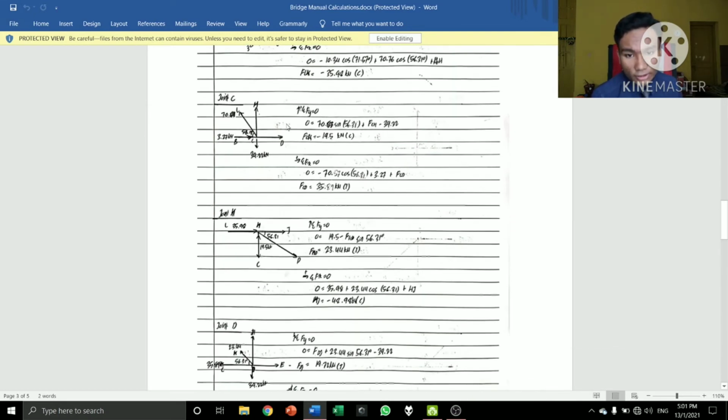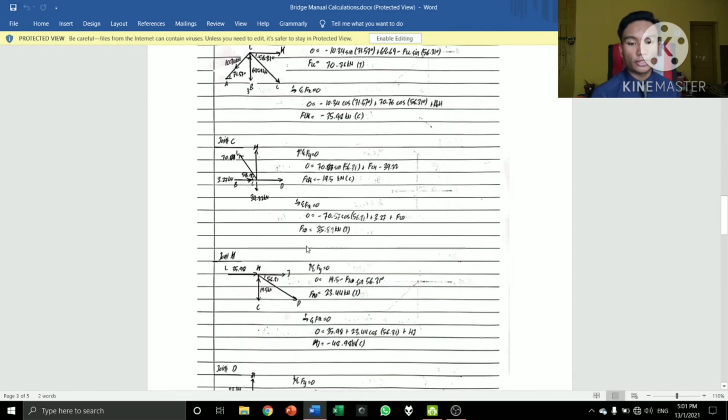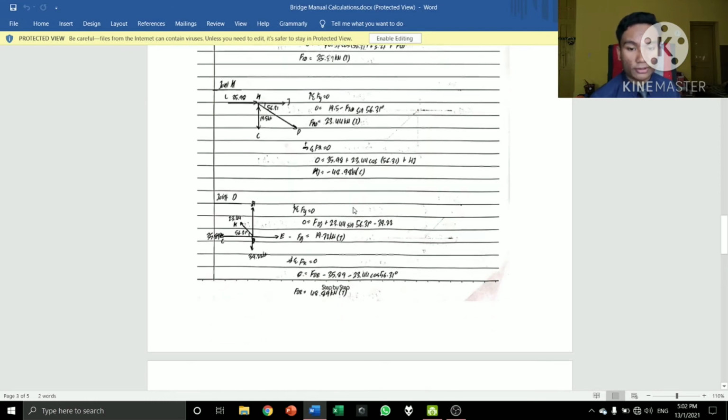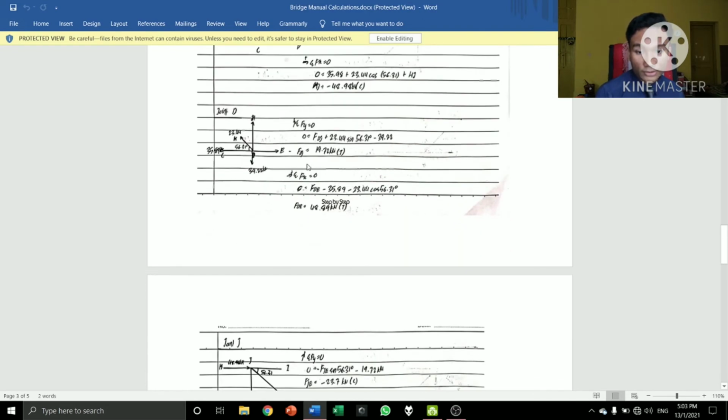At joint C, we got a value of FCK, which equals negative 19.5 kilonewtons in compression, and we got a value of FCD, which is 5.59 kilonewtons in tension. Next, for joint K, we managed to find force FKD, which equals 23.44, and for the x direction, we find a value of FKJ, which equals negative 48.98 kilonewtons, which is in compression. At joint D, we got FDJ, which equals 19.72 kilonewtons in tension. A value of FDE equals 348.89 kilonewtons, which is in tension.